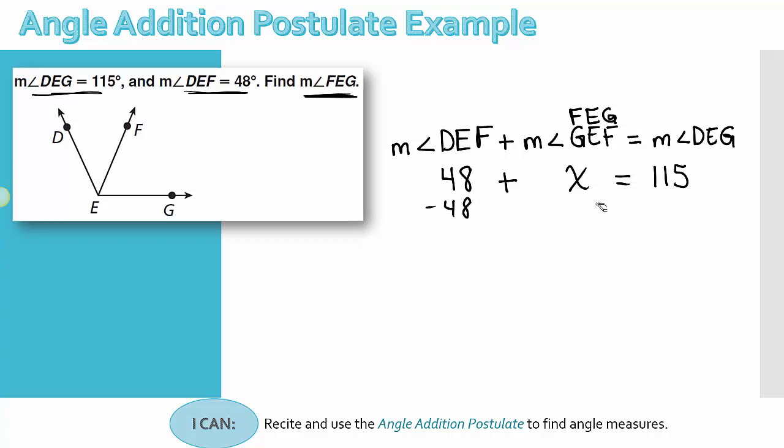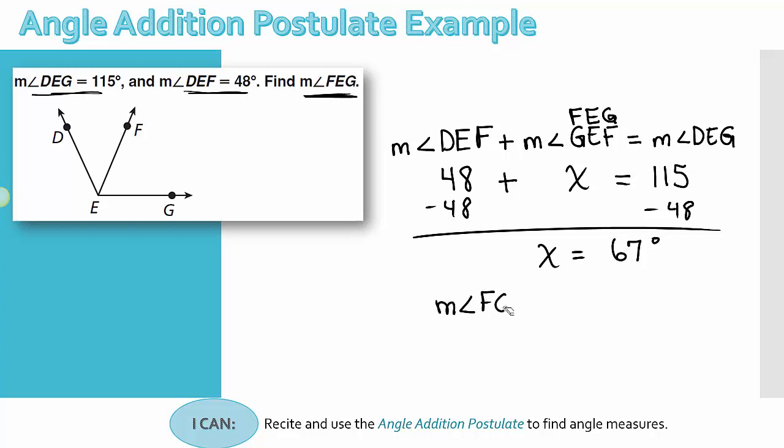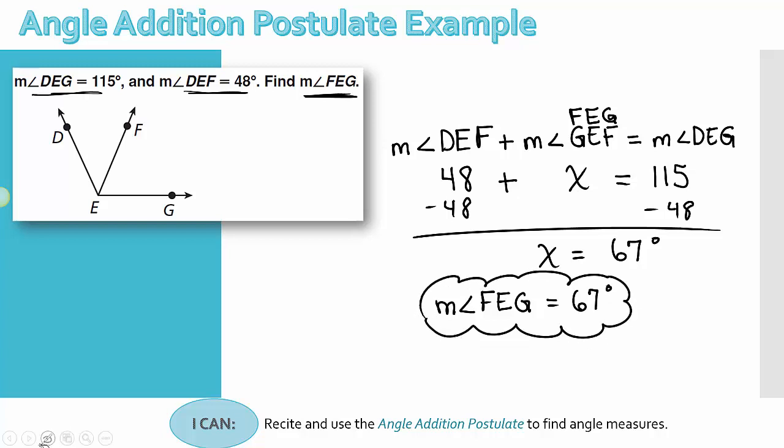If I subtract 48 from both sides, so 15 minus 8, that's 7. I think we get 67 degrees. Okay? So the measure of angle FEG is 67 degrees. So we found the missing angle, and that was using the angle addition postulate.